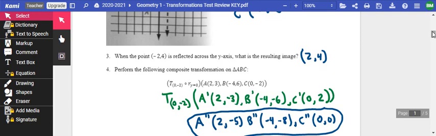When the point (negative 4, 4) is reflected across the y-axis, it's (4, 4). Again, I could use the formulas for this.